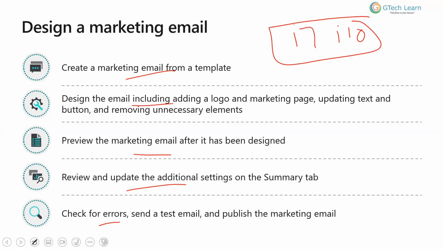You can check for errors, if any are present in the marketing email, and so on. You can send some test emails also to check whether the email is going to be delivered successfully or not. And then you can go for publishing that marketing email. So these are the steps for how to start creating the marketing email.